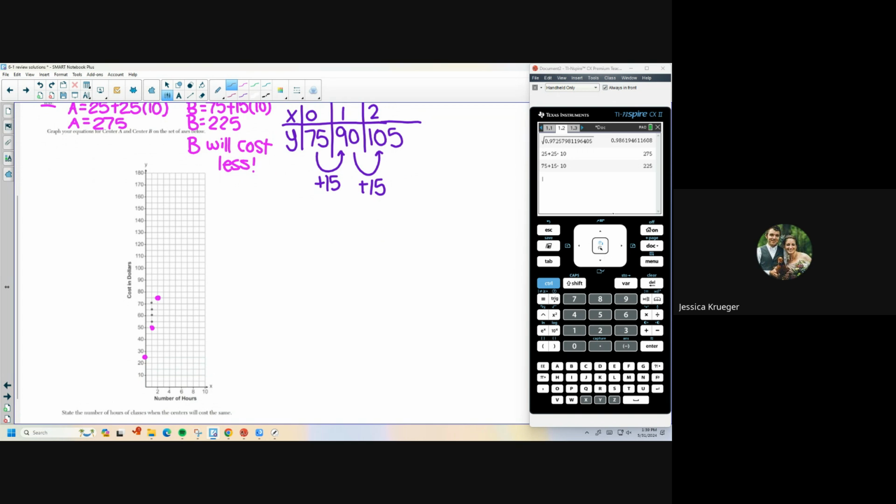1, 2, 3, 4, 5 over 1. 1, 2, 3, 4, 5 over 1. I'm going to plot every point I can. Ooh, you know what? It doesn't tell me she can't do a partial hour. So I'm going to connect these. At first I was thinking maybe I wouldn't connect them, but it just says $25 per hour, and it doesn't say anything like she must take a complete hour of class.